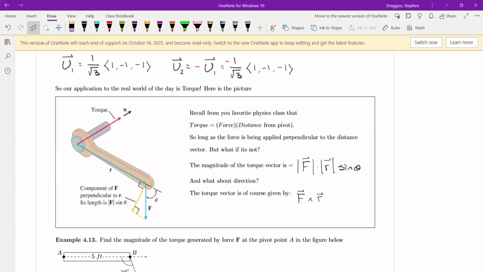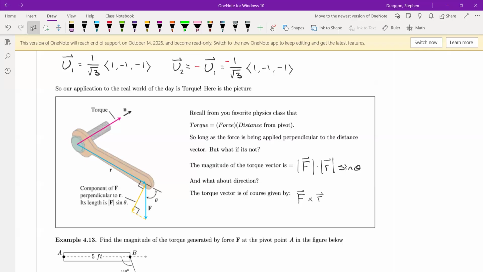Torque, back from physics when we were just working with scalar values. It's force times the distance. In particular, it's the distance from your pivot point. If we convert those things to vectors, we can claim that the torque is just going to be the cross product of a force vector and a lever arm vector, so a distance vector. So F cross R.